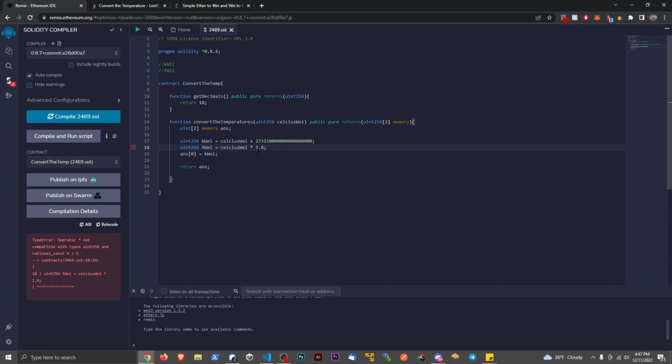it's simply not going to work. And it's not as easy as just moving this point over either, because then you end up with a massive number. You're not multiplying it by 1.8 anymore. Now you multiply it by an insane amount here. So what we're going to do, if we think about this 0.8 number, that's basically 4/5 of that amount. So we're going to take celsiusWei, and let's just go ahead and divide by 5.